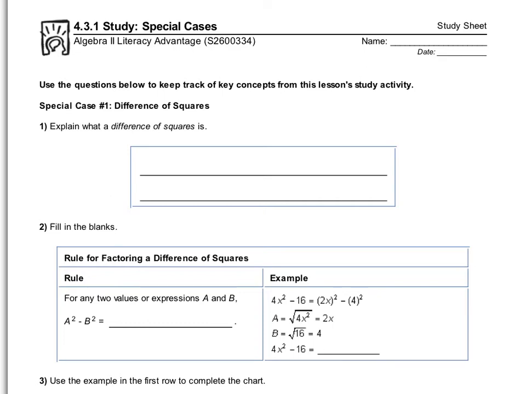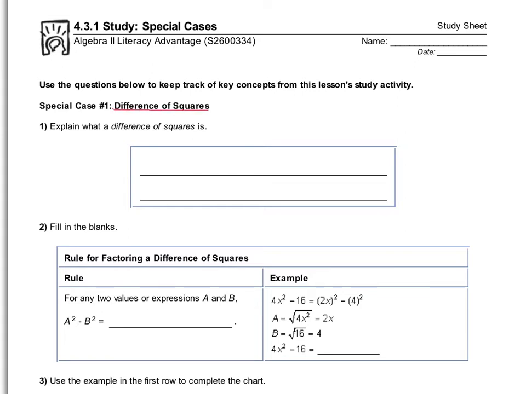For this lesson, we're going to be talking about factoring again, but we're talking about factoring what we call special cases. Special cases are just tricks; there are two particular types of problems that are really easy to factor, and we learn how to do those because it just makes our life easier. The first one is called the difference of squares.